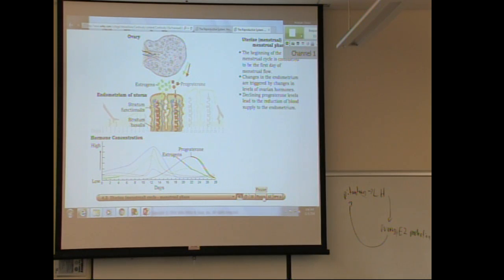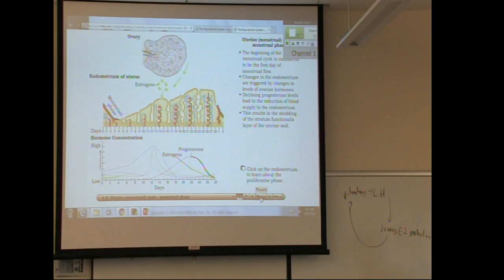Falling levels of progesterone cause the spiral arterioles within the uterine endometrial lining to constrict. As a result, the cells of the stratum functionalis die and slough off. All right, so what's the signal for this to happen? Yeah, so low progesterone. That causes reduced blood flow, which makes the cells die and slough off. That's what they're talking about, vasoconstriction of the arterioles. That just means lower blood flow to those cells.